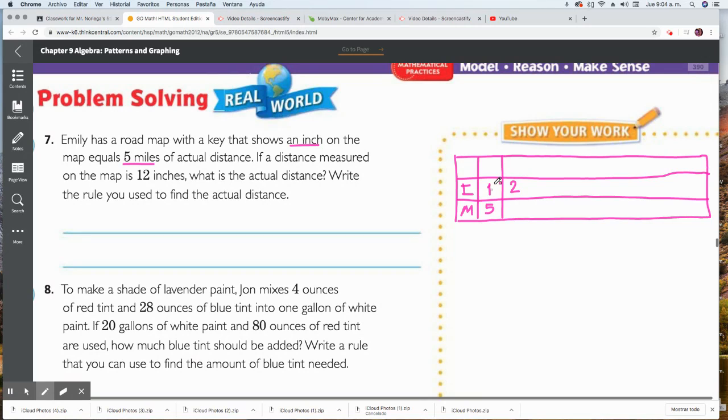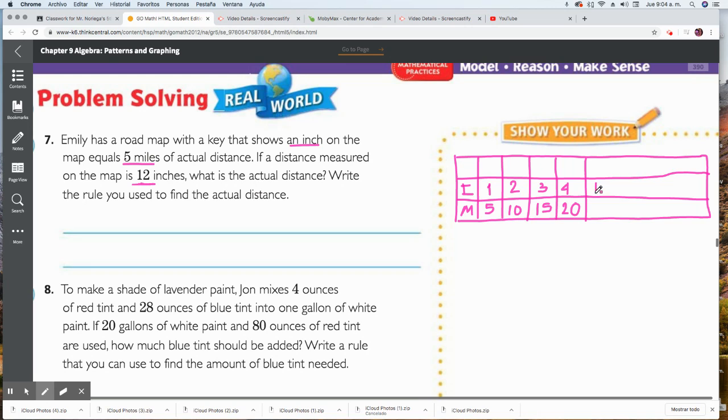What number times 1 equals 5? The answer is 5, right? So I need to multiply 2 times 5. That will give me a 10. If I have 3 inches, how many miles is that? 15. If I have 4 inches, how many miles is that? 20, and so on. Now I need to find how many miles are in 12 inches.